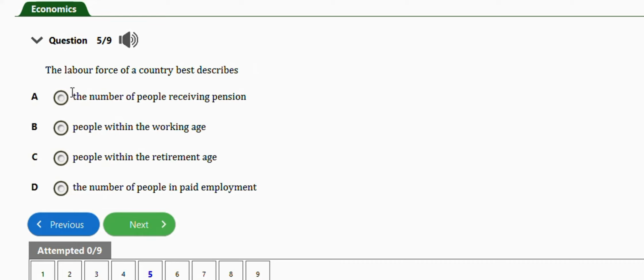Next question is this one. It says the labor force of a country best describes the number of people receiving pension, people within the working age. Yes, this is the right answer, guys. People within the retirement age, no. The number of people in paid employment, no. So the right answer is option B, people within the working age.